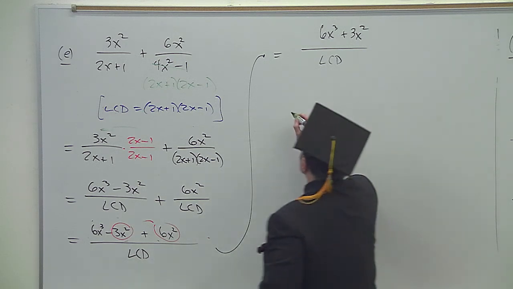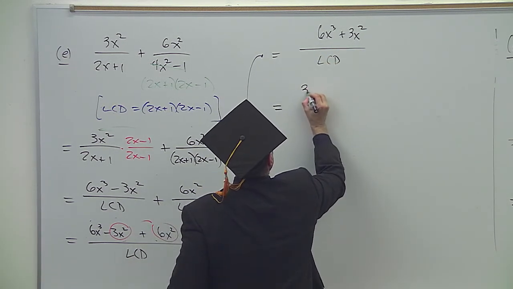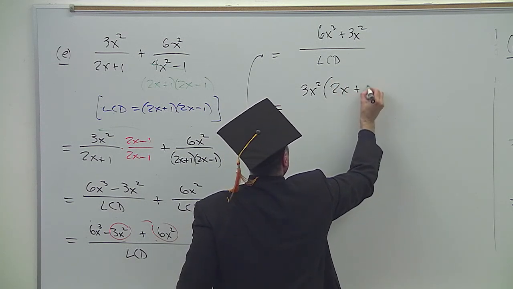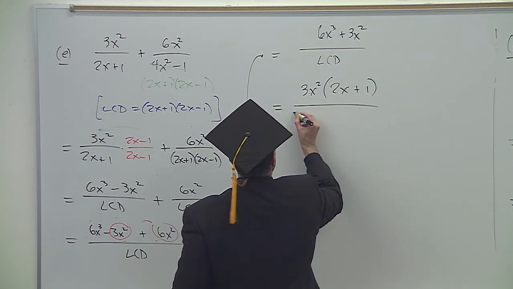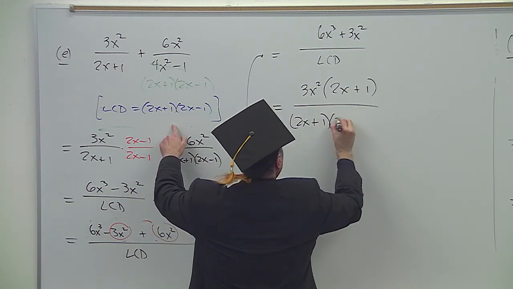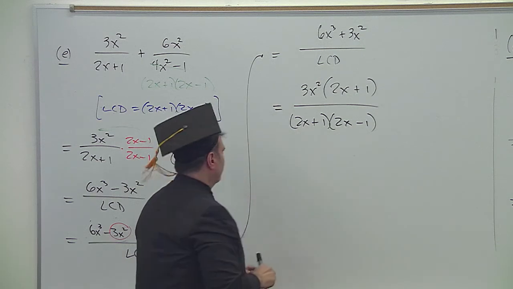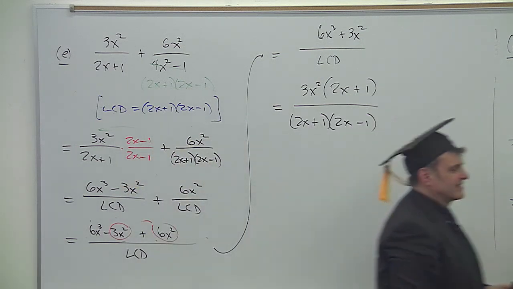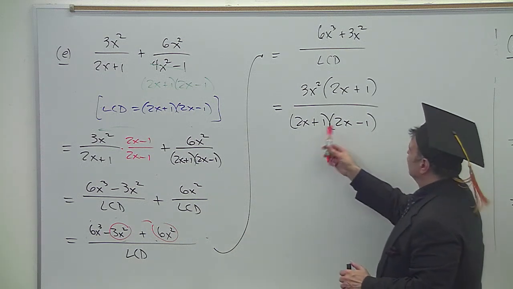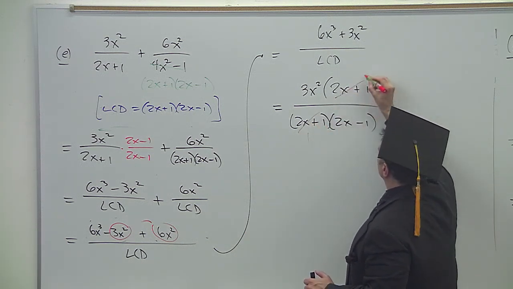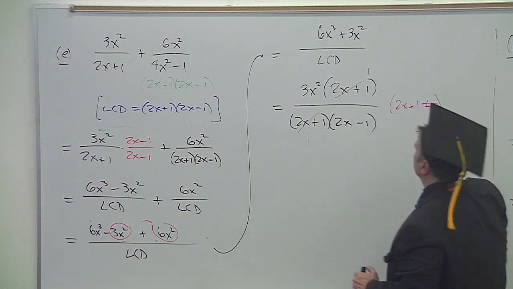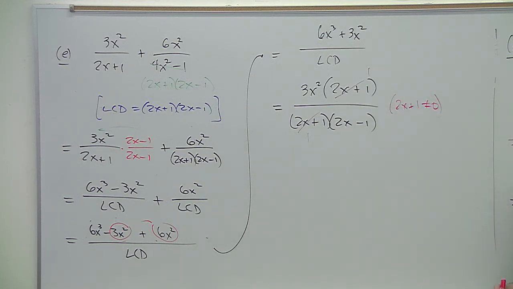Factor the numerator. We see that we can take a 3x squared out of the numerator, leaving, surprise, surprise, 2x plus 1. I will now write the original LCD, 2x plus 1 over 2x minus 1. And it was rigged. We see that we can cancel 2x plus 1s. When we do so, we require that it not be 0. 2x plus 1 is not 0.